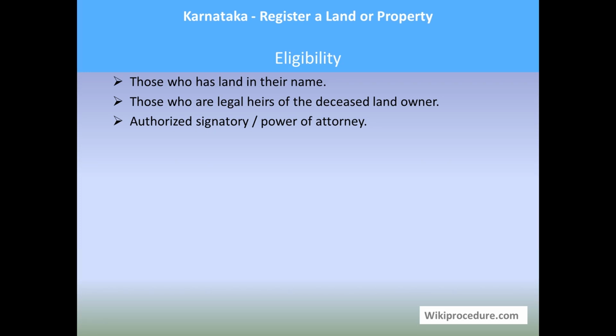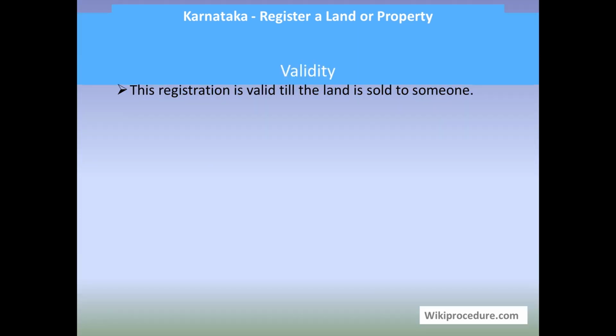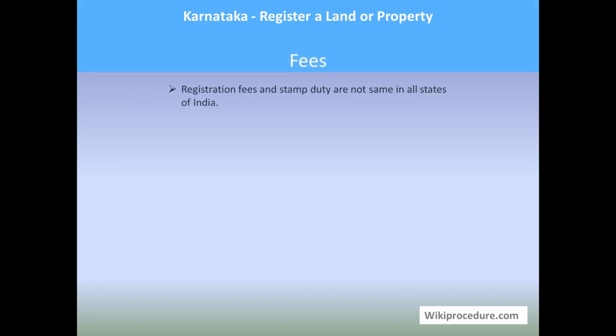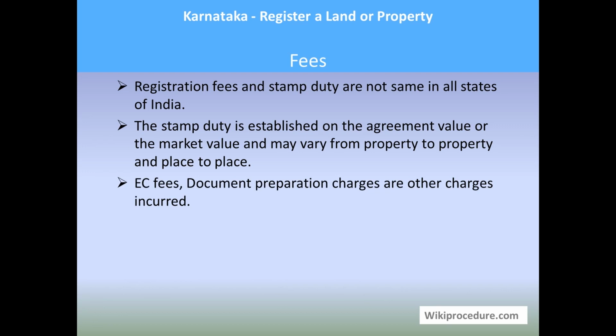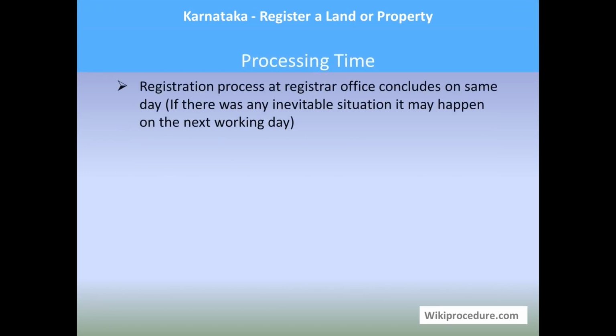Eligibility: those who have land in their name, those who are legal heirs of the deceased landowner, and an authorized signatory or power of attorney are eligible for this. Validity: this registration is valid till the land is sold to someone. Fees: registration fees and stamp duty are not the same in all states of India. Stamp duty is established on the agreement value or the market value and may vary from property to property and place to place. EC fees and document preparation charges are the other charges incurred. Processing time: the registration process at the register office concludes on the same day. If there is any inevitable situation, it may happen on the next working day. Preparation of documents and stamp duty are exempted from this time.